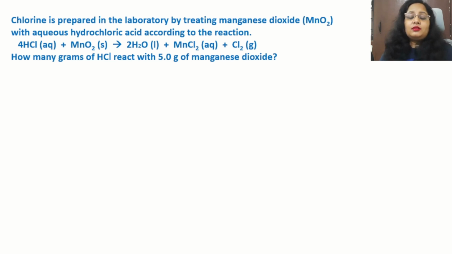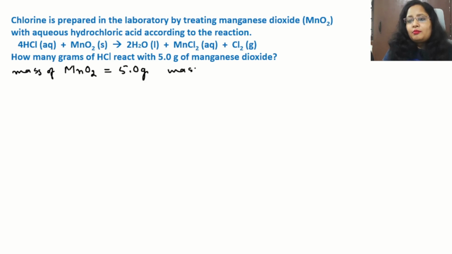So friends, in this type of questions where the equation is given, first step is to balance the reaction. So here as I can see, the reaction is balanced. So now we will jump to the next step, that is we will write the given quantities. So here it is given mass of MnO2, that is 5 grams, and mass of HCl we need to find.